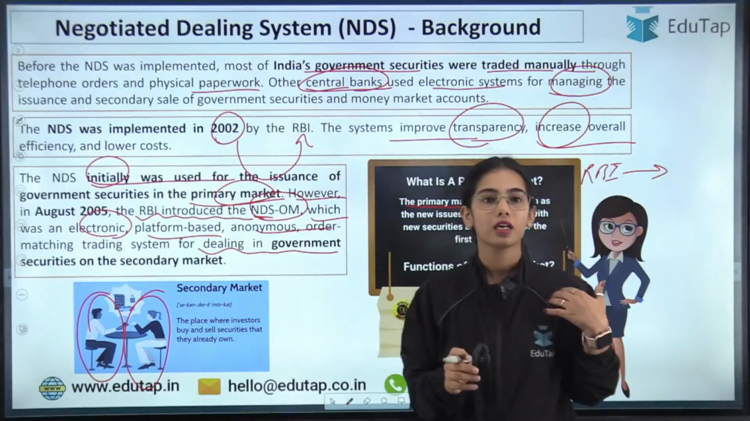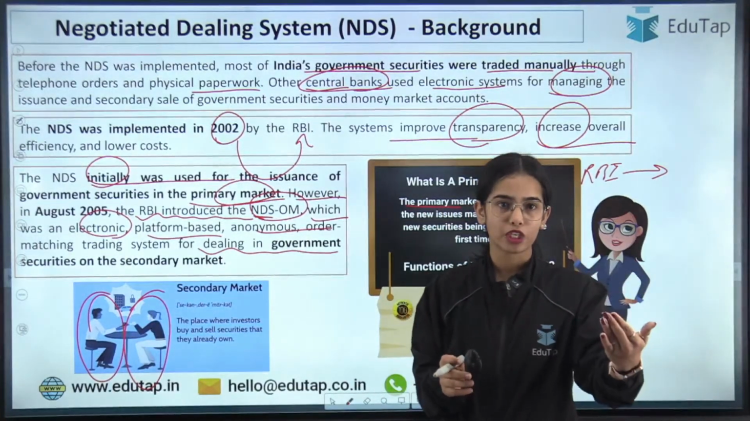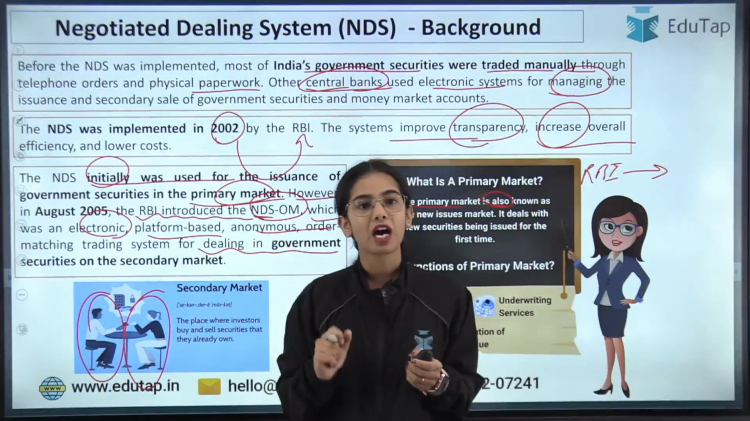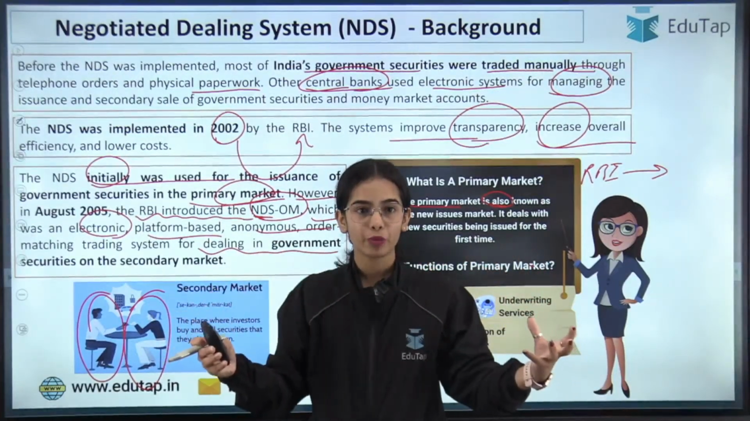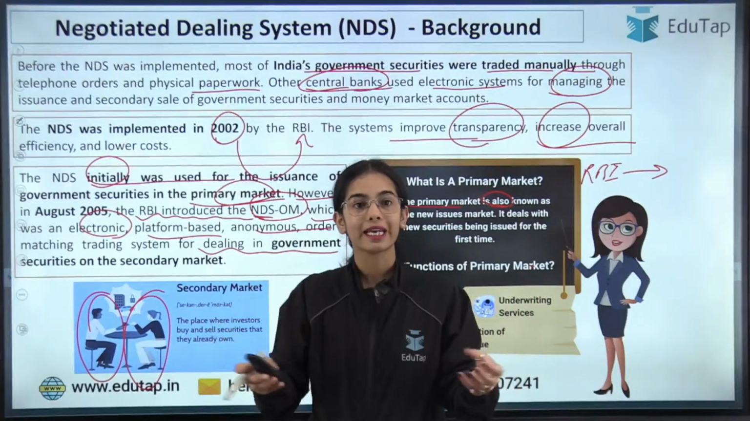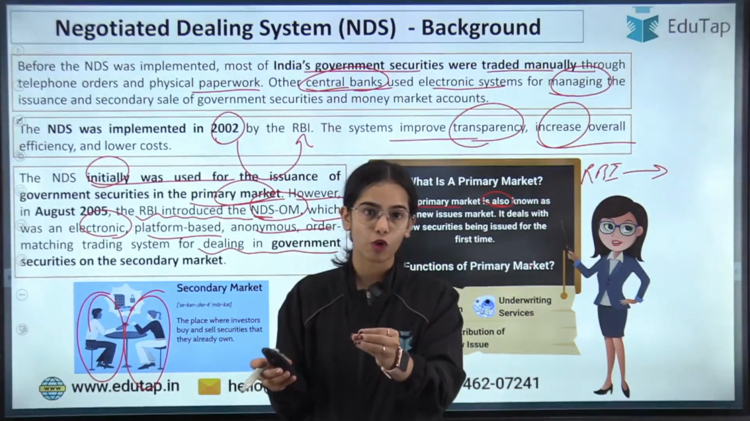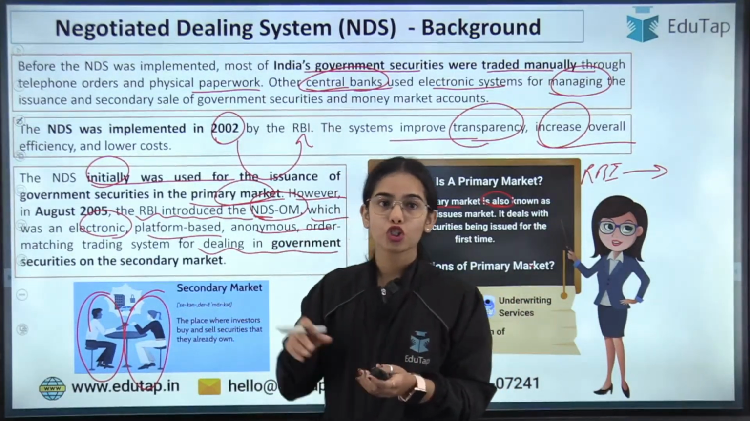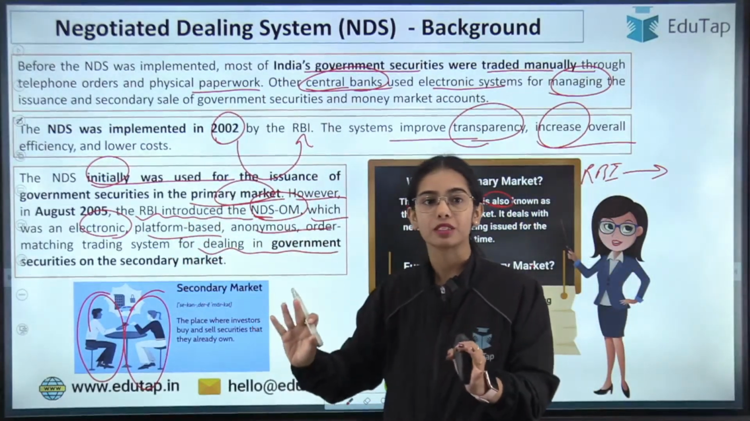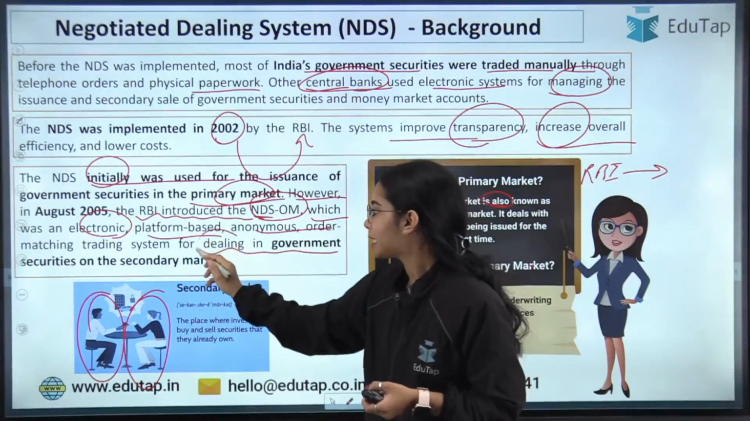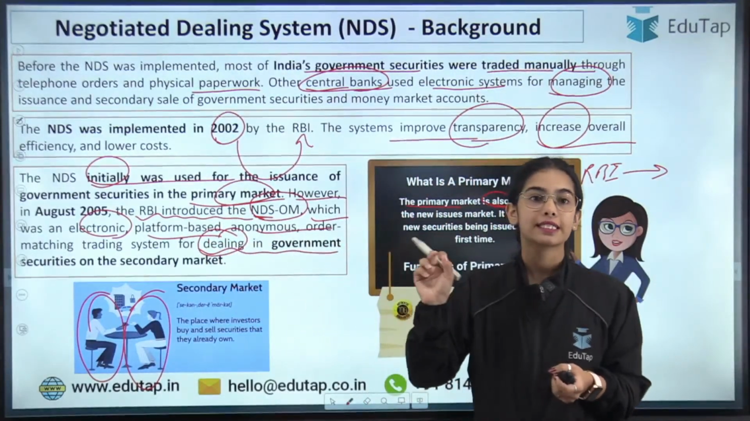Okay, so let's say SBI wants to sell its government securities and HDFC Bank wants to buy the government security. So the trade between the buyer and seller can happen through the NDS-OM platform in the electronic manner. So NDS-OM, which is an electronic platform-based anonymous order matching system, deals in the government securities in the secondary market.